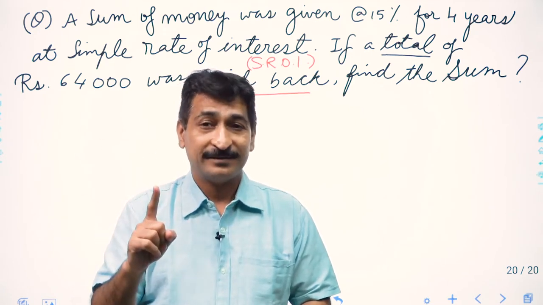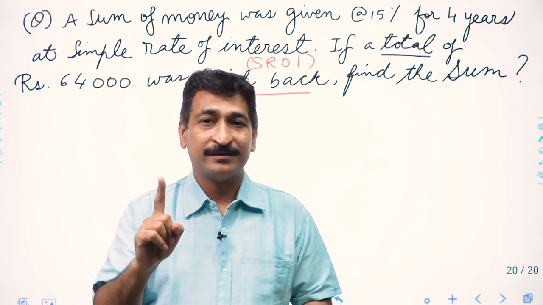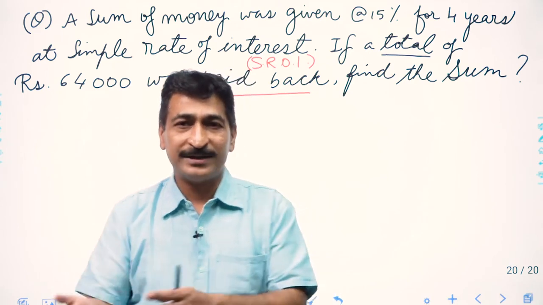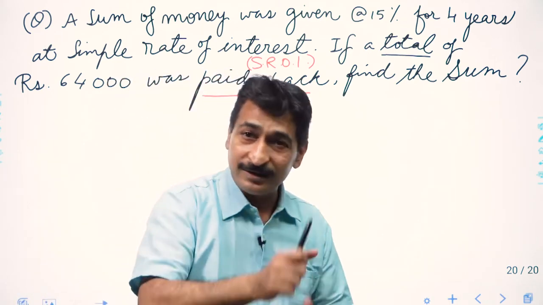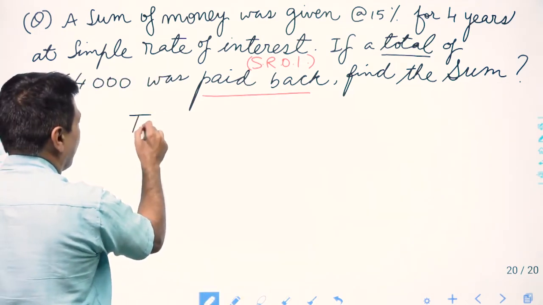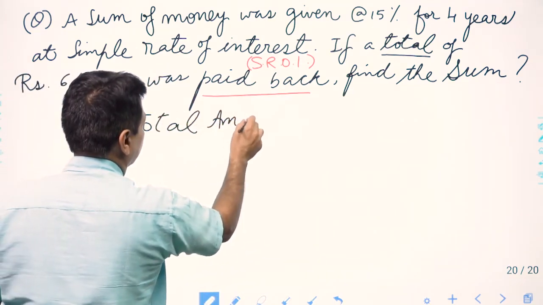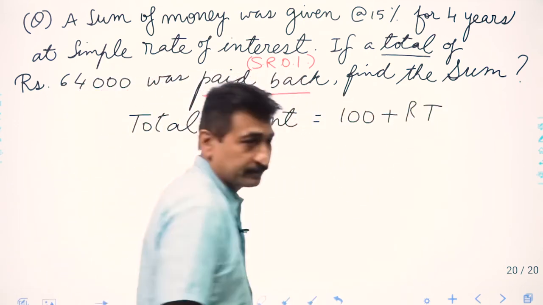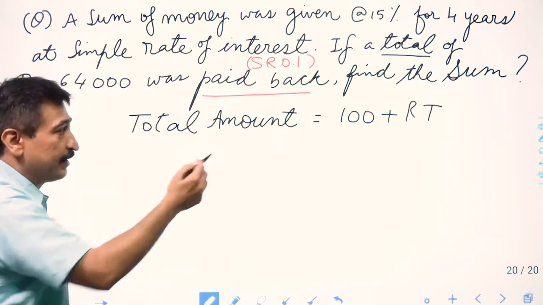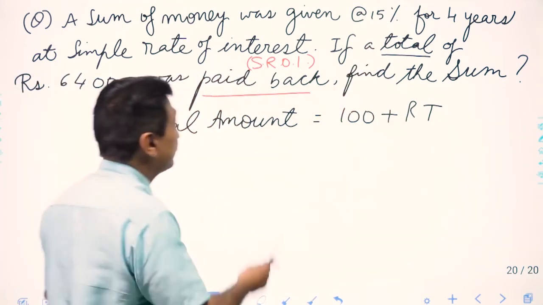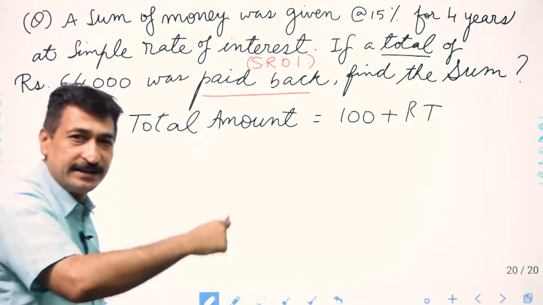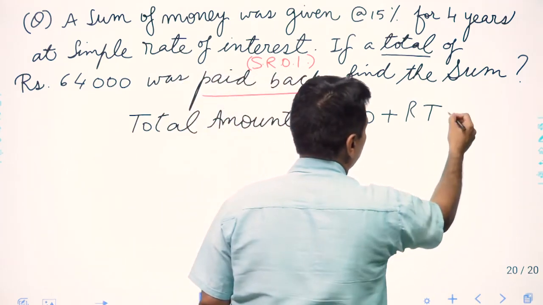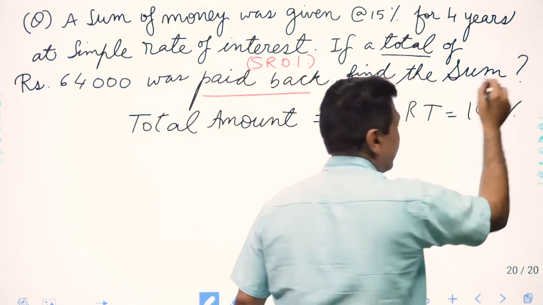And remember, I told you what is principal? 100%. What is interest? RT, rate into time. And what is amount? 100 plus RT. So it is actually very simple. Total amount is 100 plus RT. Rate is 15%, time is 4 years. So 15 into 4, 15 4s are 60. So 100 plus 60, that is 160%.